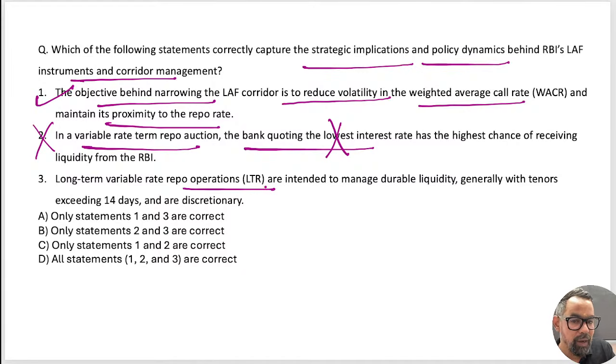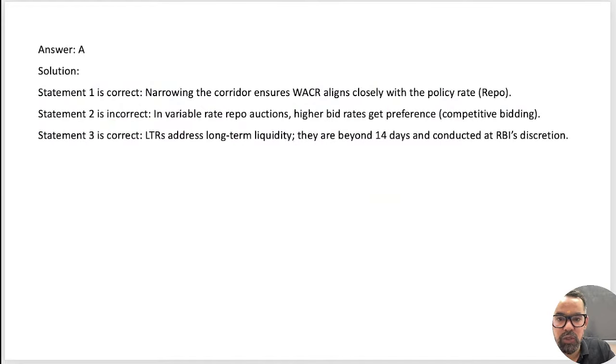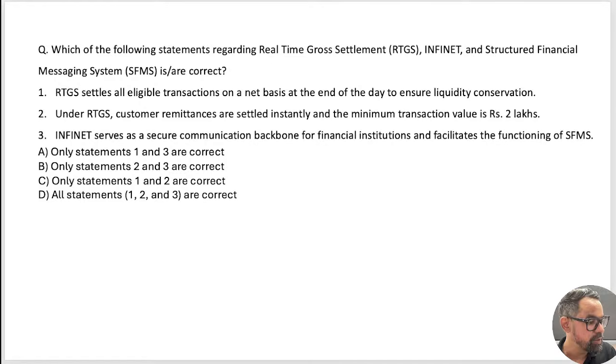Long term variable rate repo operation is intended to manage durable liquidity, generally with tenures exceeding 14 days, and it is a discretionary thing. This is also true. So 1 in 3 means option A should be the right answer. In variable rate auction, a higher bid rate generates the preference. That is the case. Okay. Next one.